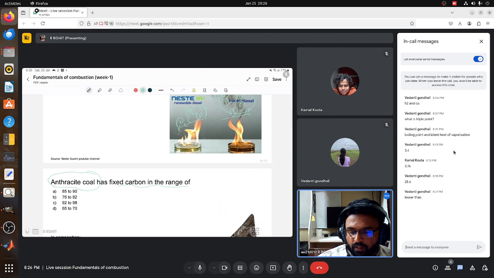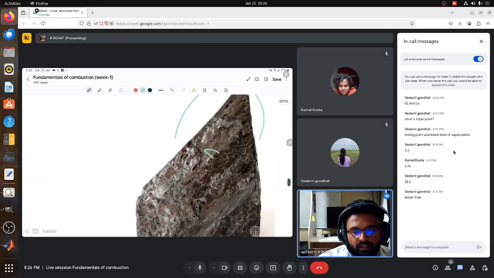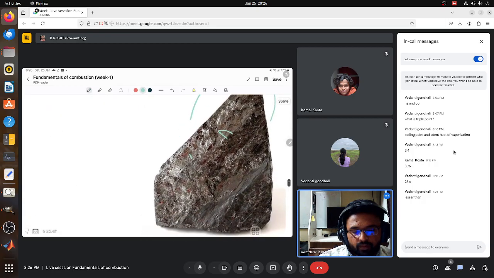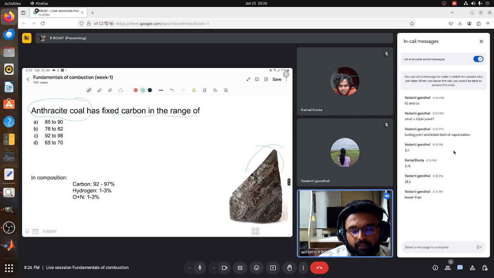So this is the picture of anthracite coal. It's number 11. The peculiarity of anthracite coal is that it has the maximum percentage of carbon, close to 92 to 97 percent. So that's the coal that has the maximum carbon percentage.